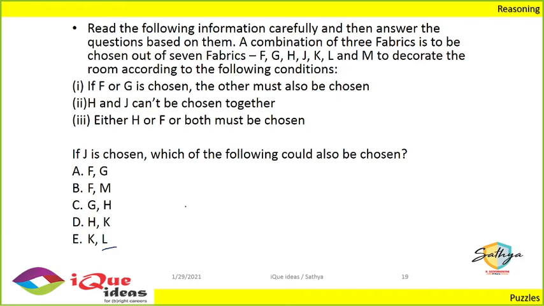If J is chosen, okay, so I have to select 3 if J is chosen. H cannot be chosen. If F or G is chosen, the other also must be chosen. So FG is possible. This is not possible. And either H or F. So FG is the answer. A is the answer to this. Yeah, A is the answer to this one.